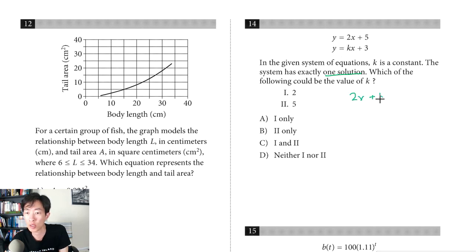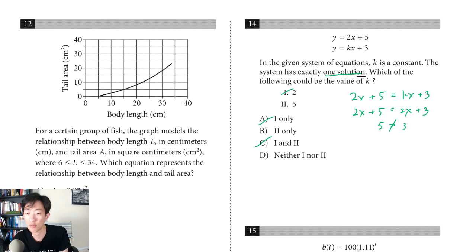So 2x plus 5 equals kx plus 3. Now if we're considering that k could be 2, that becomes 2x plus 5 equals 2x plus 3. Do you subtract 2x from both sides? Does 5 equal 3? No. So what that proves is that when k is equal to 2, there are no solutions, because no matter what value of x you could plug in, it doesn't matter because 5 is never equal to 3, and so the equation is not true. So 1 is going to be out, which means A is out, C is out.